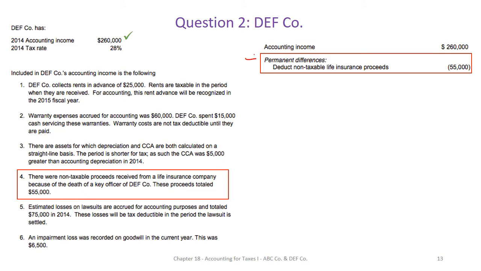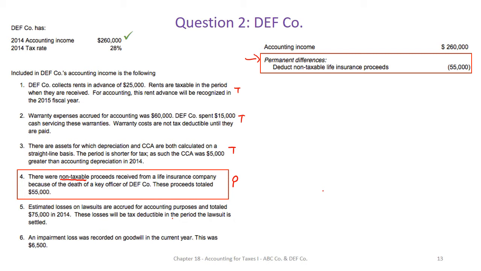Then we include our permanent differences, and so if we look through the list, the rent is a temporary difference. The warranties are temporary differences. CCA and depreciation are temporary differences. But when we look at something that is not taxable or not tax deductible at all, then this is a permanent difference. Okay.